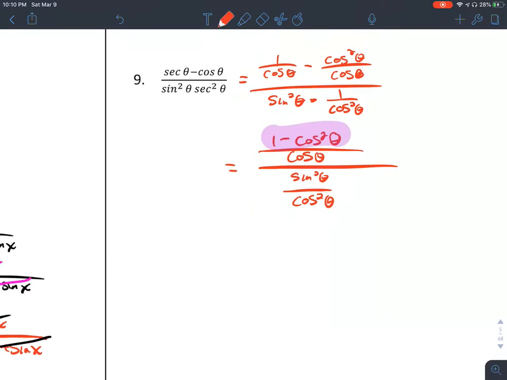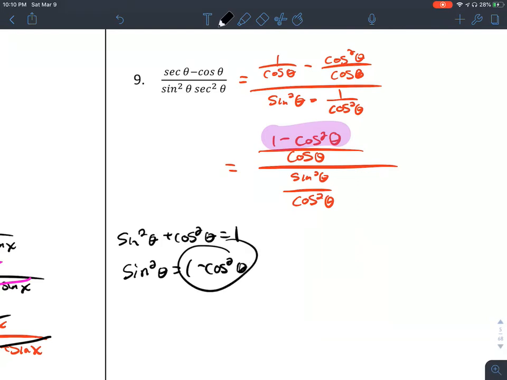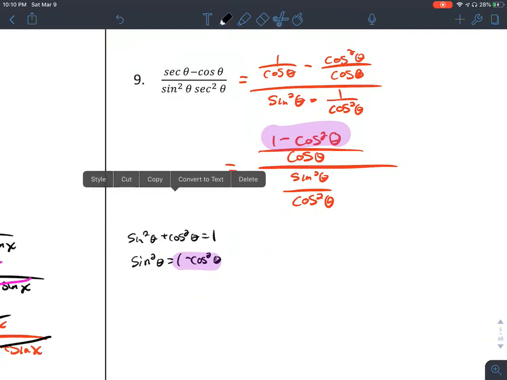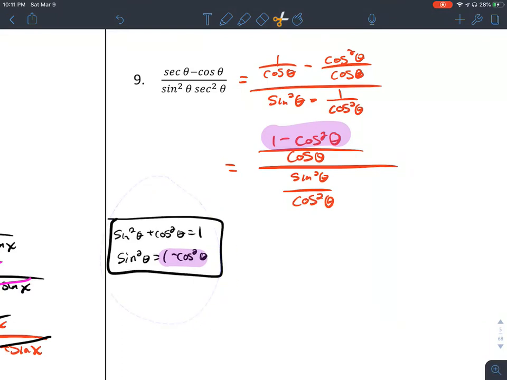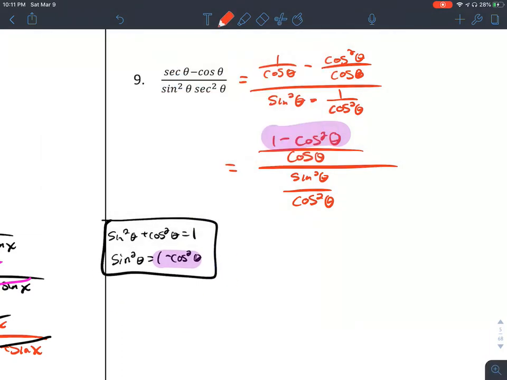This looks really familiar to me. Let me explain. This is side work. Sine squared of theta plus cosine squared of theta is equal to 1. If I subtract this from both sides, I'm going to get sine squared of theta equals 1 minus cosine squared of theta. Notice how things that are highlighted are the same. It means I can replace that with sine squared of theta. This is side work. If you choose to write it down, in a lot of cases you're required to. Actually, for now, you should just write it down. Put it off to the side.